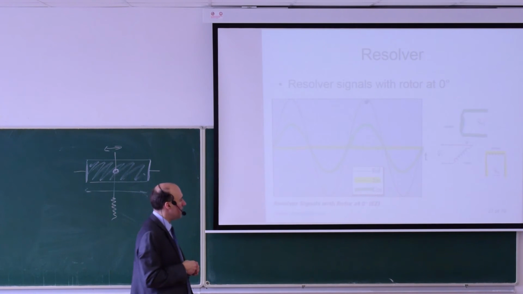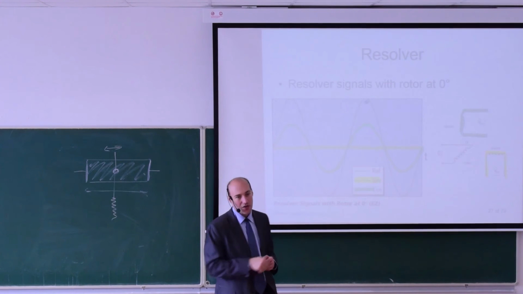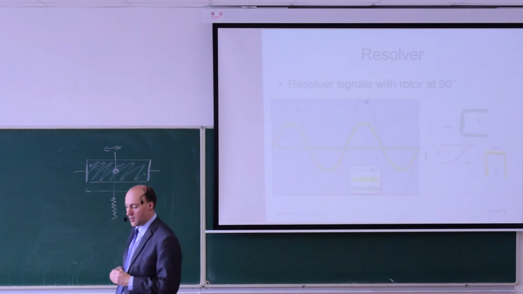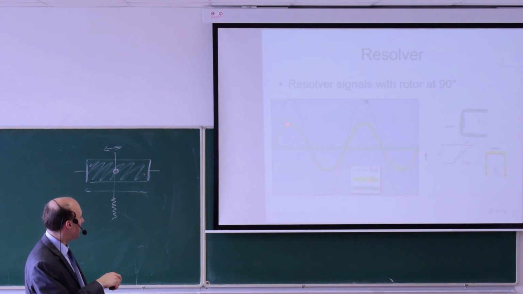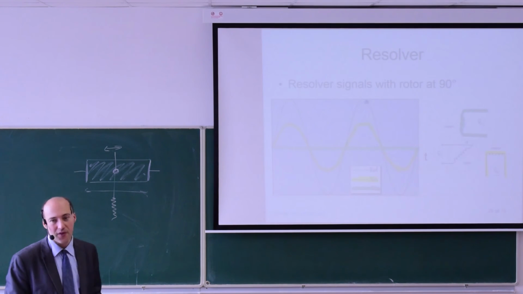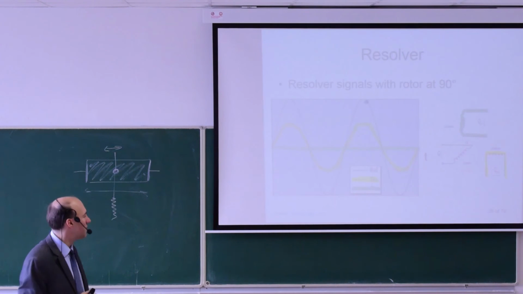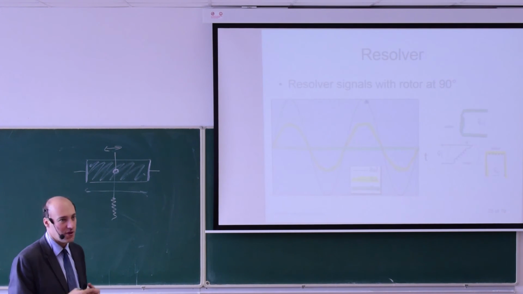Now if I turn the rotor to a different position, let's say 90 degrees, we will have a different situation. The sine voltage will be sinusoidal, and this voltage is 0. So there is definitely a dependence between the angle alpha and the voltage amplitude that I measure.